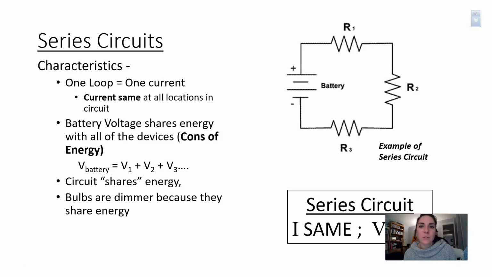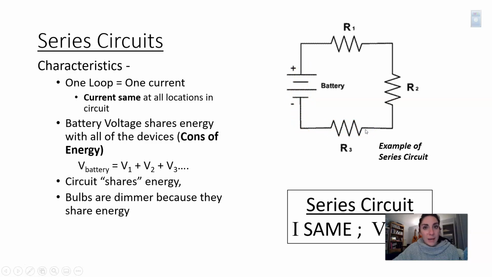Since there's only one loop, there's only one way for the electrons to flow. Therefore, the current across any one of these devices is the same. If the current through the battery is 2 amps, the current through this resistor is also 2 amps. We won't have a case where the battery has a current of 5 amps and the resistor has a current of 3 amps.